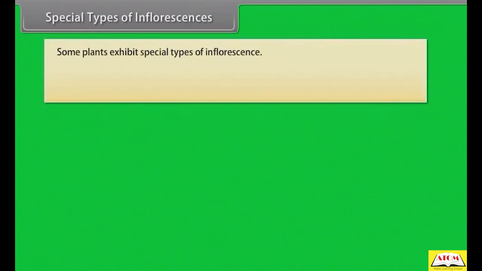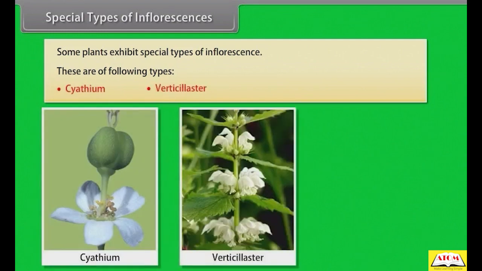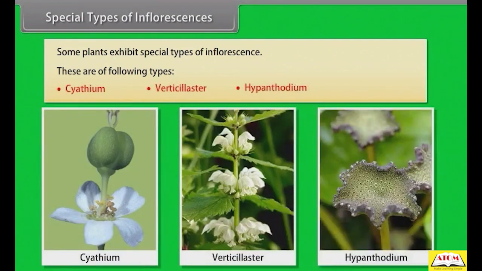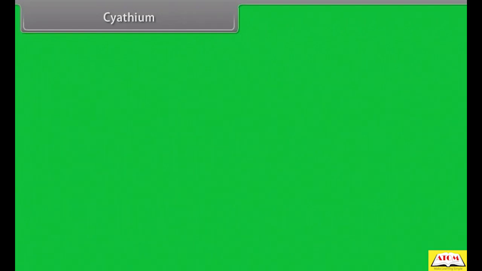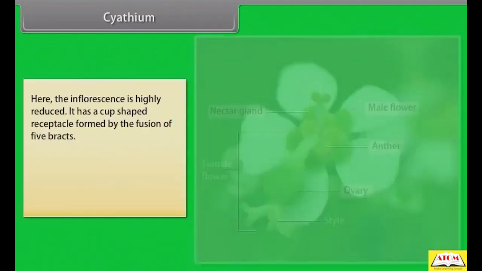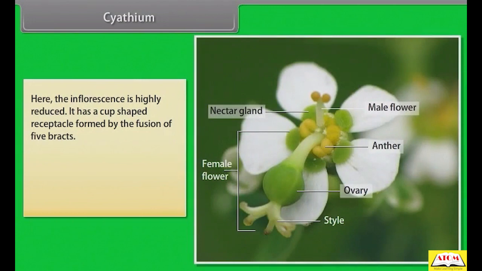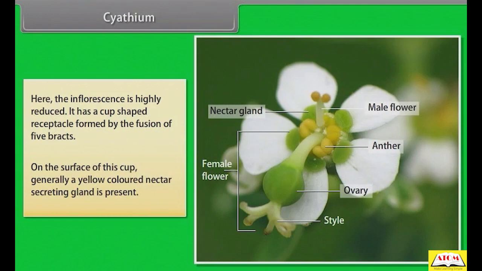Special types of inflorescences. Some plants exhibit special types of inflorescence. These are of following types: Cyathium, Verticillaster, Hypanthodium. Cyathium. Here the inflorescence is highly reduced. It has a cup-shaped receptacle formed by the fusion of 5 bracts. On the surface of this cup, generally a yellow-colored nectar-secreting gland is present.